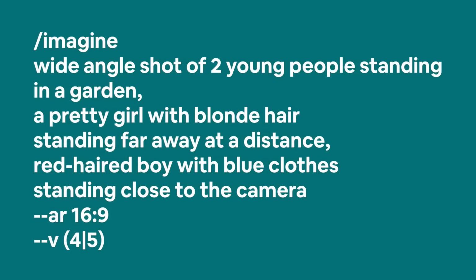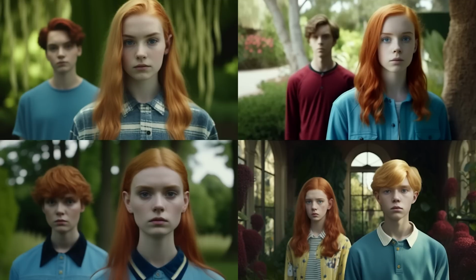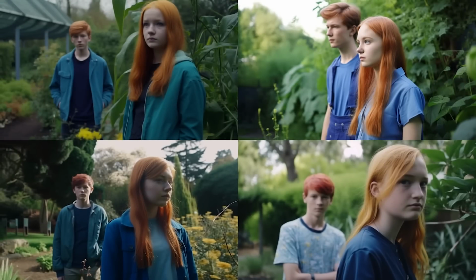Let's have a look at another example. Imagine wide-angle shot of two young people standing in a garden, a pretty girl with blonde hair standing far away at a distance, red-haired boy with blue clothes standing close to the camera. In the version 4 images, you can see that Midjourney is struggling a little bit with the positioning of the characters, and they don't really look like they're positioned in a very natural way. The version 5 images, on the other hand, are much better at getting all of the details right, and they also understand that we want them to be positioned in natural ways. Now, unfortunately, color bleed and attributing the right features to the correct person is still something that Midjourney struggles with. However, this is a big step forward.